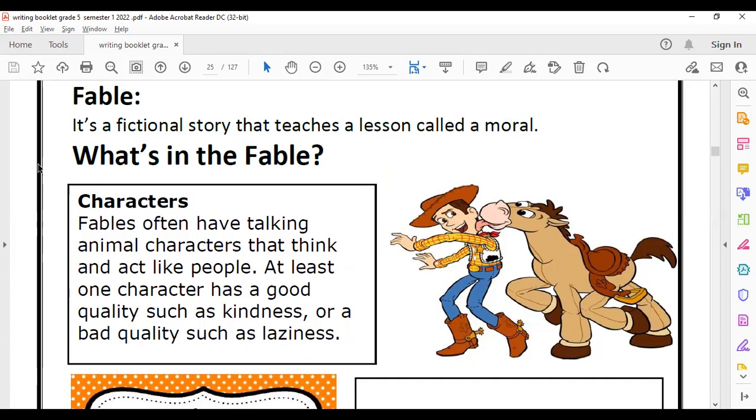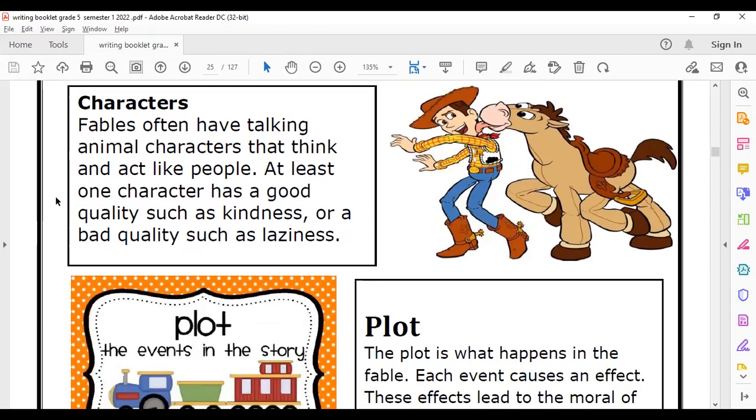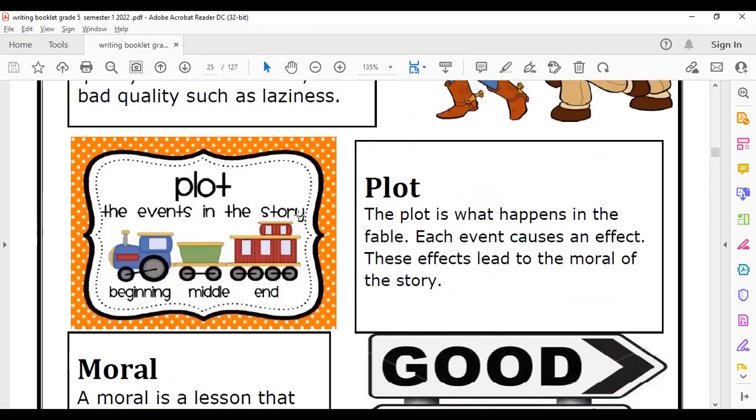At least one character has a good quality, such as kindness, or a bad quality, such as business. Very good. So it's a fictional story that teaches a lesson called a moral. Okay, it teaches a lesson. This is the center part about it. Okay, the center idea or the theme of it, that it teaches a what? A lesson, or gives us a moral. Okay, and the characters can be human or animals. Very good, talking animals.